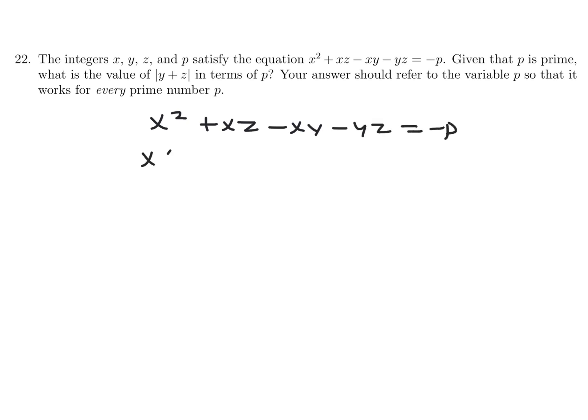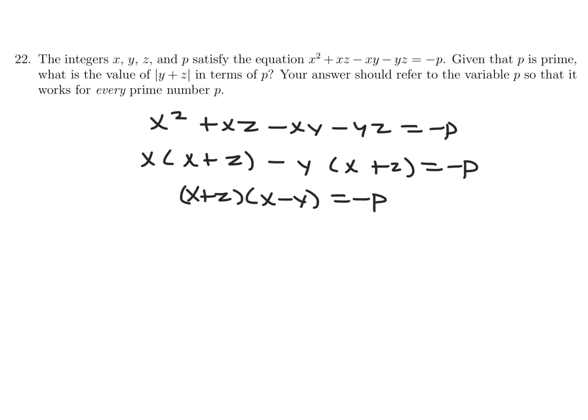Let's factor out an x plus z. Let's factor out a y, and we get x plus z. Okay, so that means we can go x plus z and then x minus y. Okay, now p is a prime number, right? So the only way this works is if one of these is a 1 and the other one is a prime, or one of them is p, the other one is 1, or negative 1 and negative p. That will also work. Yeah, I think that's the only way that's going to work.